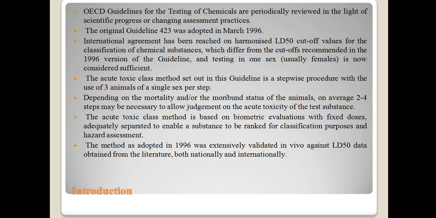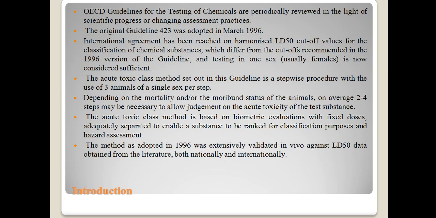The acute toxic class method set out in this guideline is a stepwise procedure with the use of 3 animals of a single sex per step. Depending on the mortality and/or the status of the animals, on average 2 to 4 steps may be necessary to allow judgment on the acute toxicity of test substances. The acute toxic class method is based on biometric evaluations with fixed doses adequately separated to enable a substance to be ranked for classification purposes and hazard assessment.